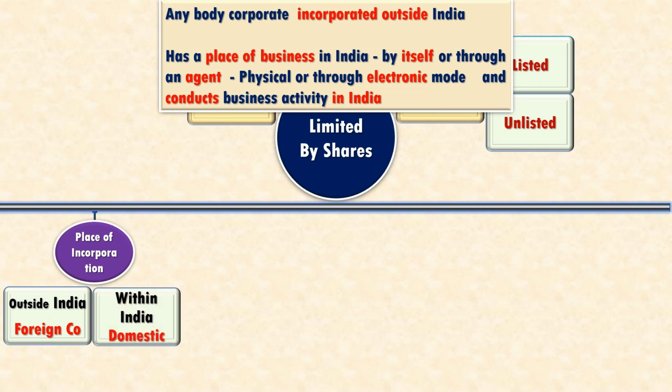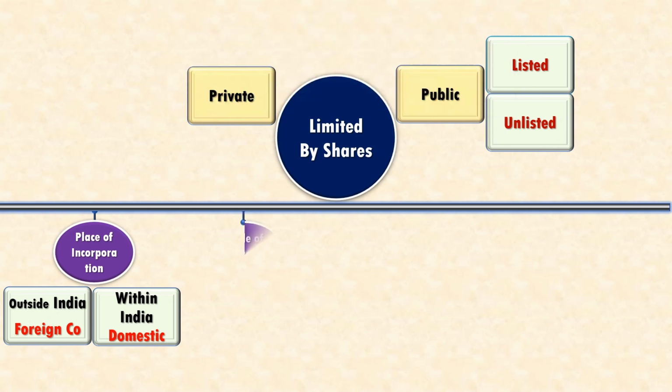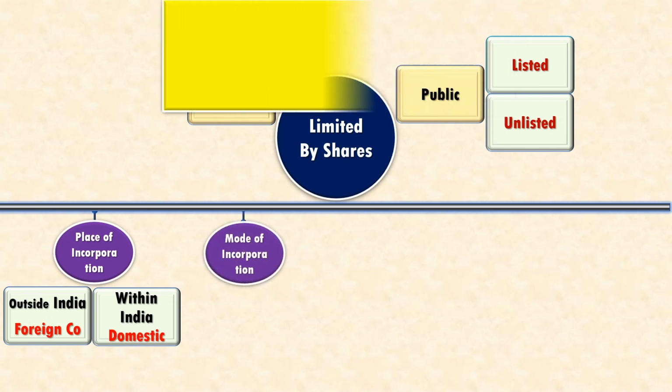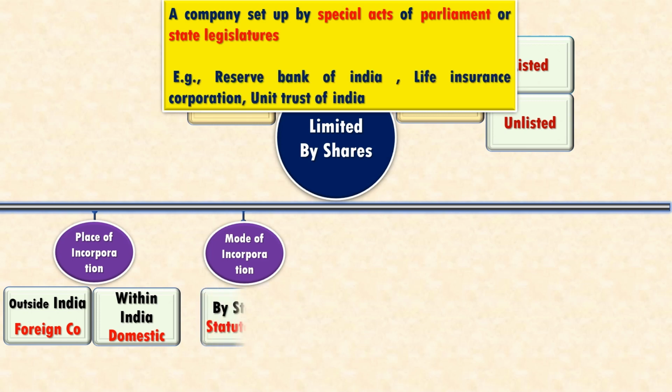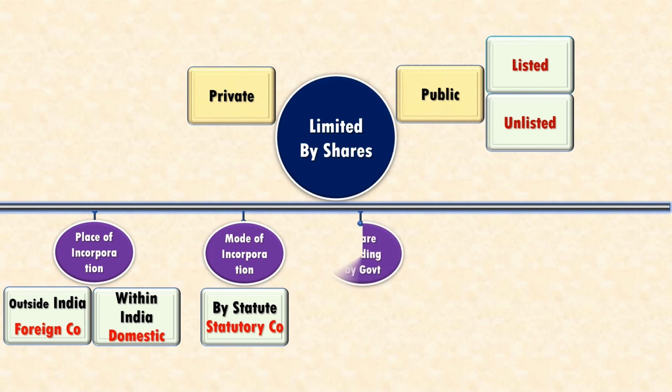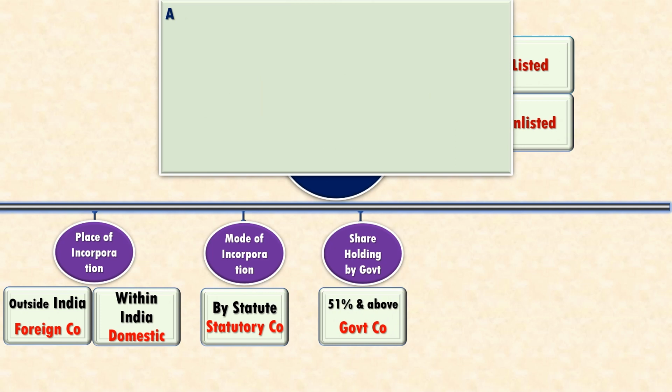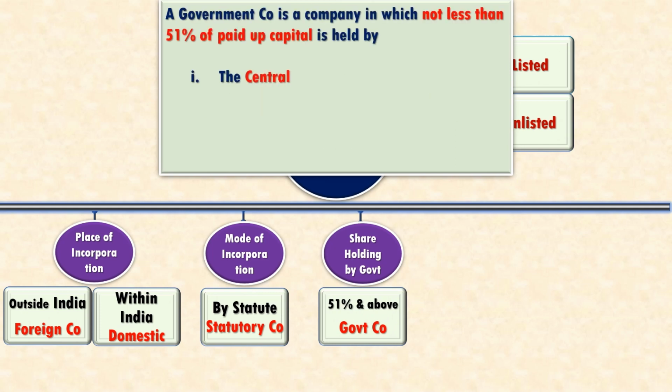Some companies come into being by way of a legislation passed in the legislature or in the parliament, and they are known as statutory companies. There are companies where 51% or more of the shares are held by either central government or state government or a combination of them or any company floated by them. Such company is called a government company.